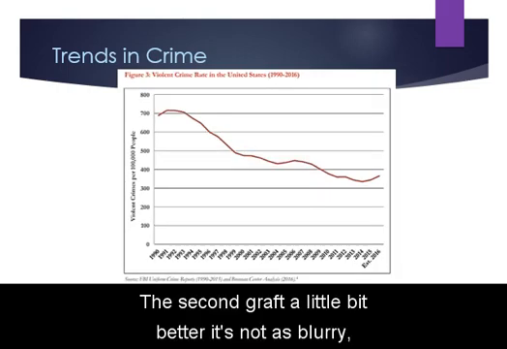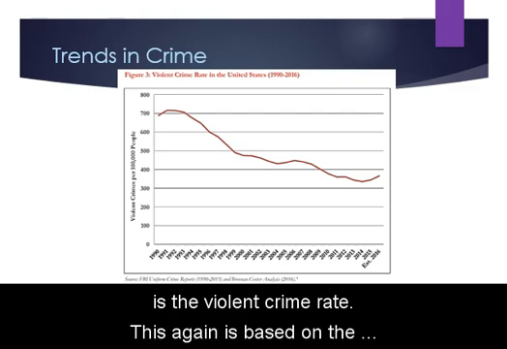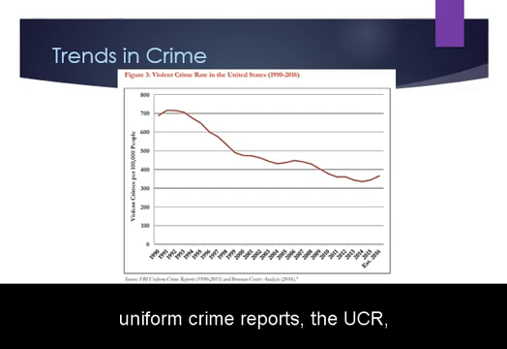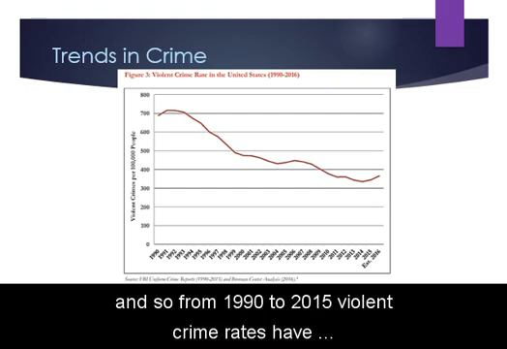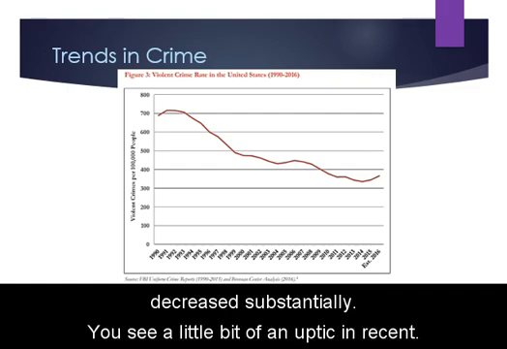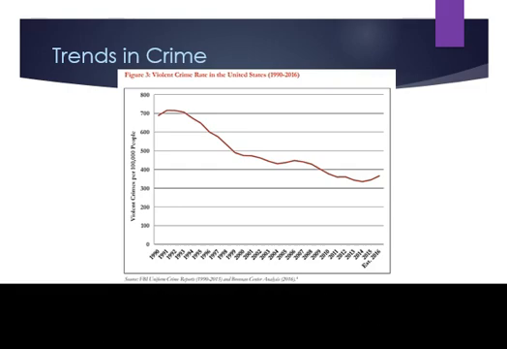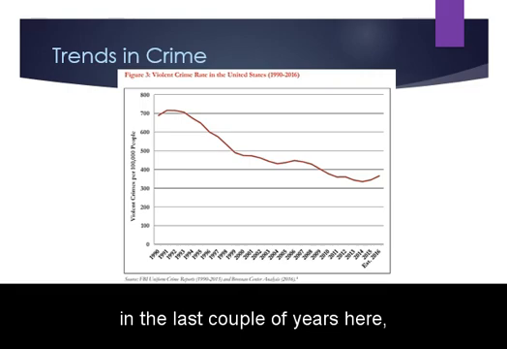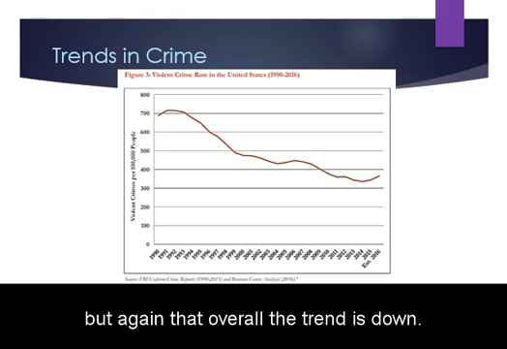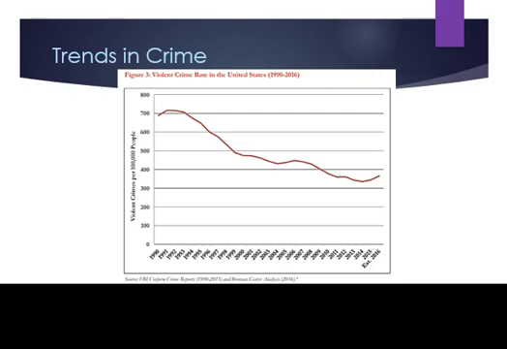This second graph, which is a little bit better, not as blurry, is the violent crime rate, and this again is based on the Uniform Crime Reports, the UCR. From 1990 to 2015, crime rates have decreased substantially. You see a little bit of an uptick in the last couple of years here, but overall the trend is down.